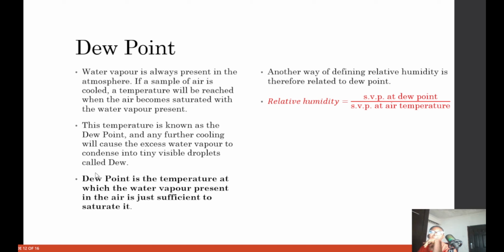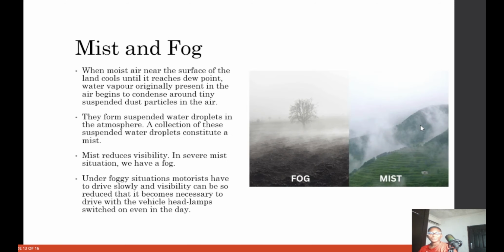So what is dew point? Dew point is the temperature at which the water vapor present in the air is just sufficient to saturate it. Another way of defining relative humidity is therefore related to dew point: relative humidity is equal to the saturated vapor pressure at the dew point divided by the SVP at the air temperature.